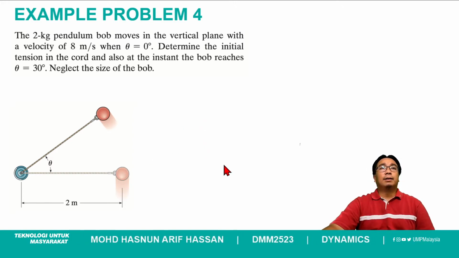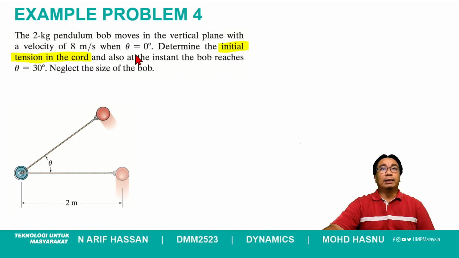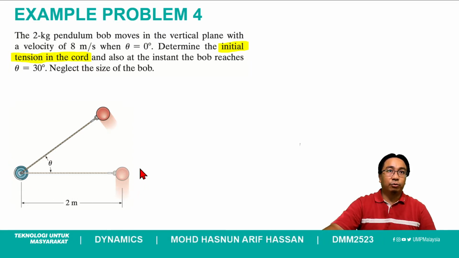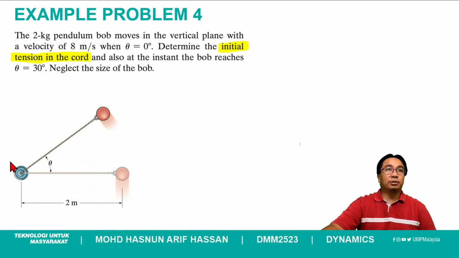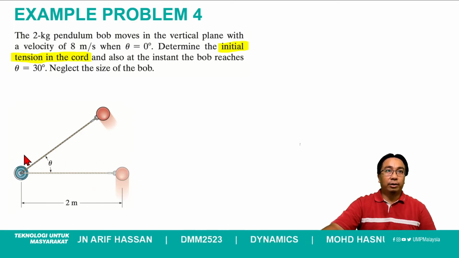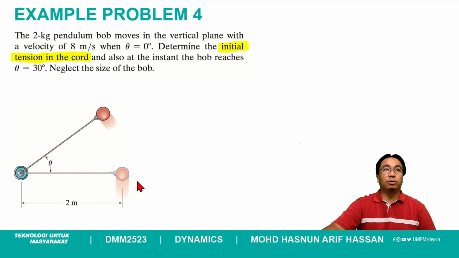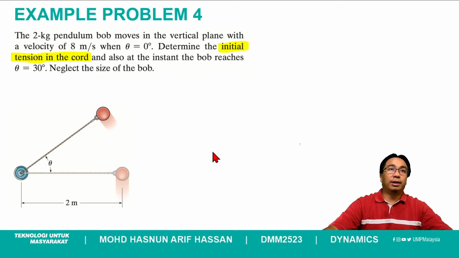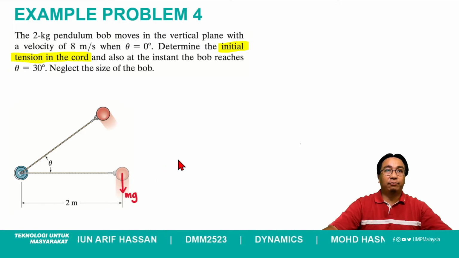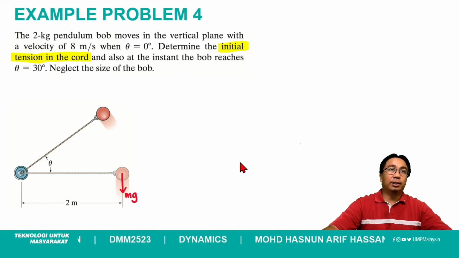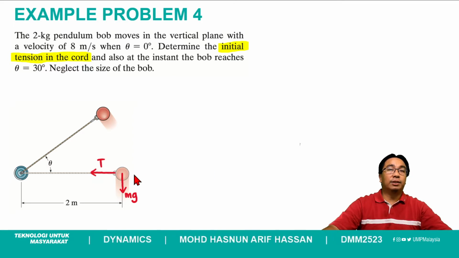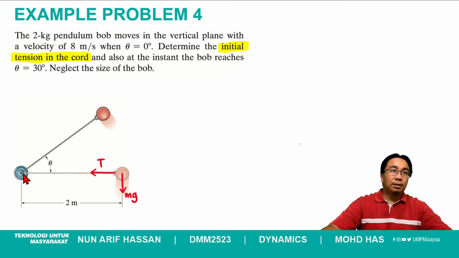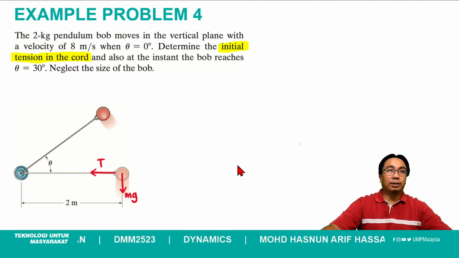Okay, let's first look at the initial tension in the cord. Initial tension means that we only have to look at the first position, the cord in horizontal, the pendulum in horizontal position only. Now we draw the free body diagram. We have the weight of the bob pointing down, and we also have the tension. The tension in the cord will be pointing towards the center.